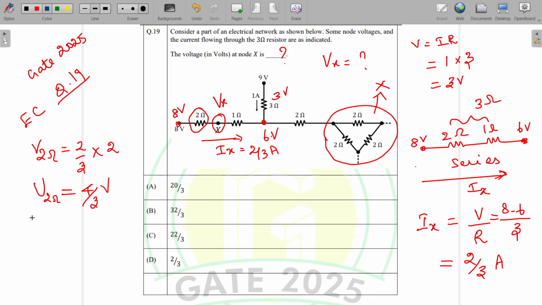Now you can easily calculate this Vx. Vx is equal to the initial voltage 8 volts minus the drop across this 2 ohm resistor, that is 4 by 3. Taking a common denominator, it is (24 minus 4) by 3. That means the answer is 20 by 3. Okay, so this is the answer.